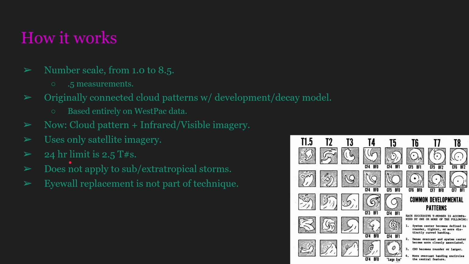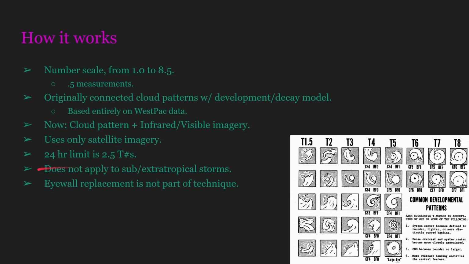Some limitations here on the Dvorak is that the 24-hour limit for going up or down is limited to 2.5 T numbers, which can be a problem. Usually it isn't. This is a fairly reasonable limit, but it has also not been followed before because some storms do increase in strength or decrease in strength very rapidly, sometimes well above 2.5 T numbers.